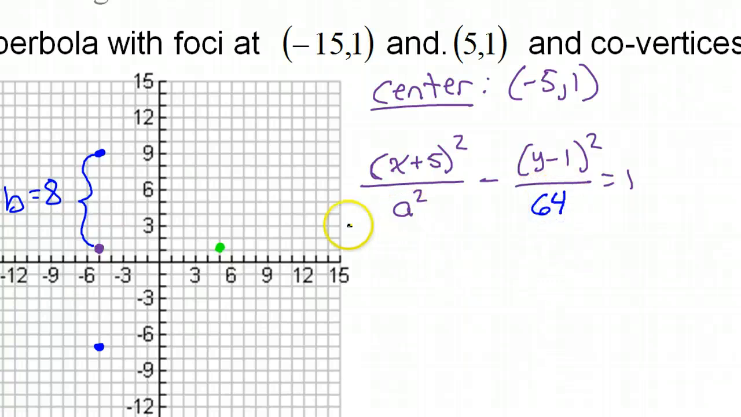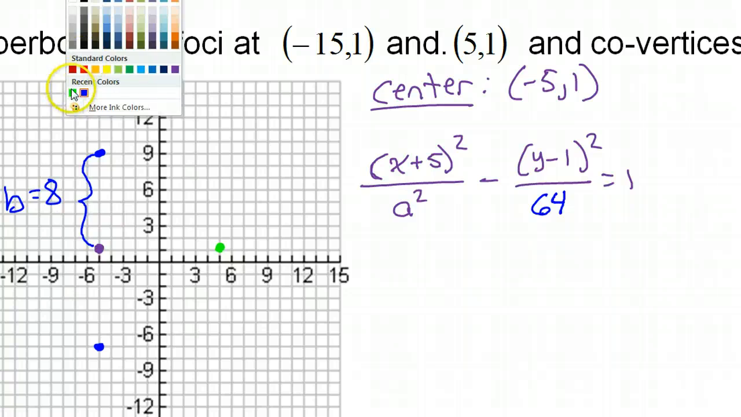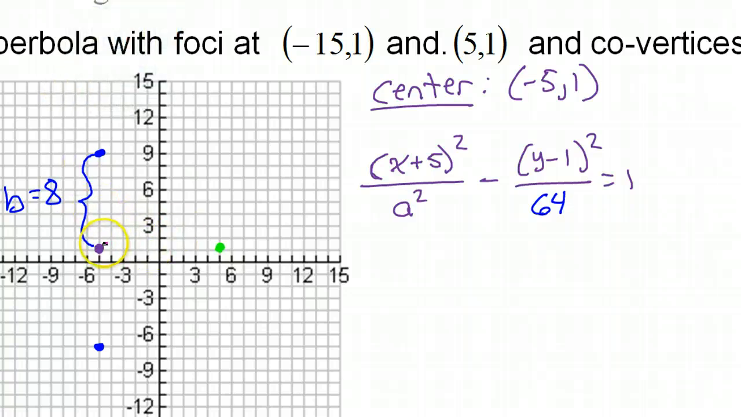Okay, now we need to find a, but they did not give us enough information to just have a right now. What they did give us was c. Alright, so the distance to the foci, those distances are c. So let's see, this is -5, and this is +5. So that's 10. Yeah, from -5 to +5. So c is 10. Okay, that doesn't go anywhere, but that will help us find a.